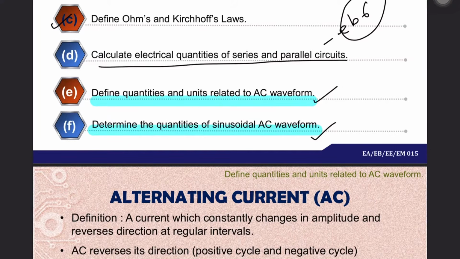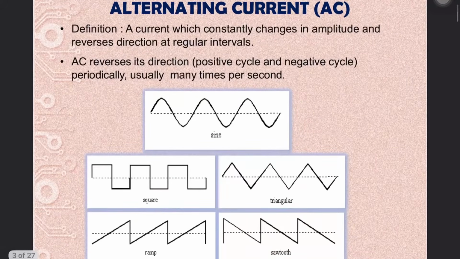Alternating current here means a current which constantly changes in amplitude and reverses direction at regular intervals. So what is an amplitude? This is an amplitude. So it will be changing at regular intervals. So AC will reverse its direction from positive to negative, from negative to positive periodically, usually many times per second.